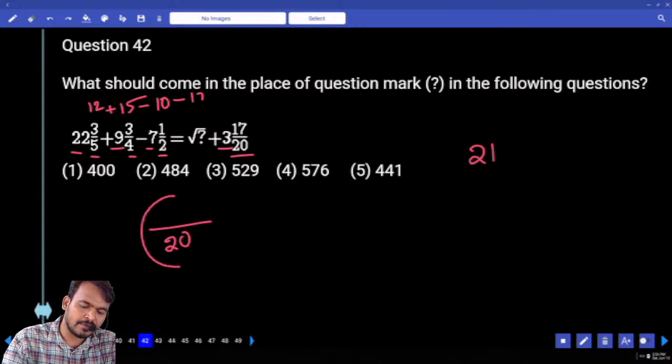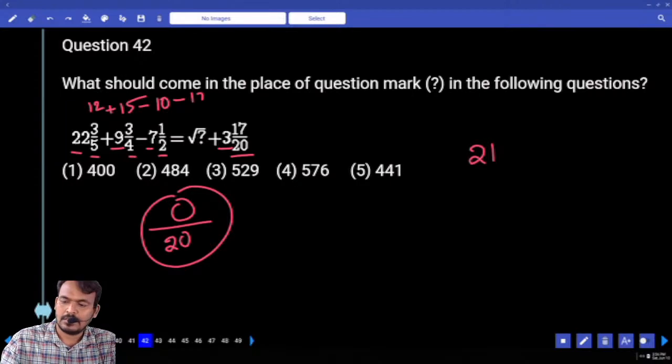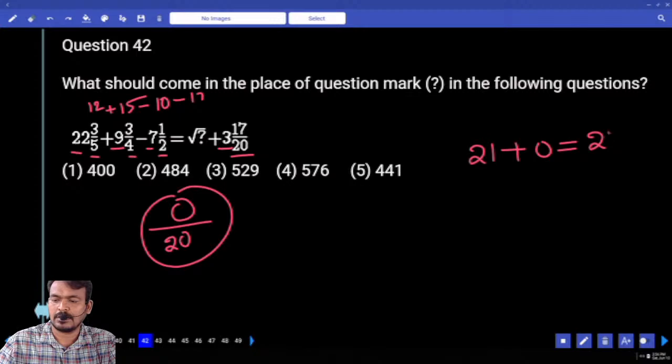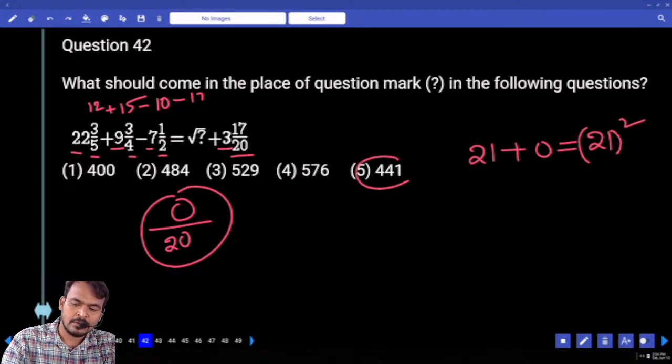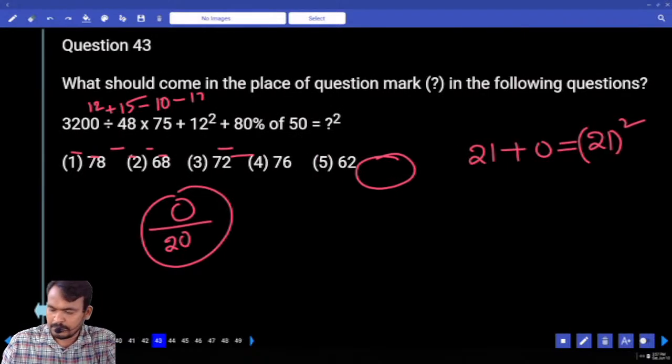Okay, means this value is 0, then 21 plus 0, 21. We required 21 square. What is the answer? 441. Next question, number 43.